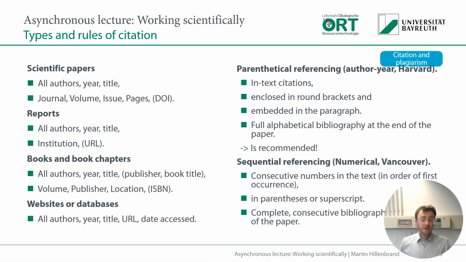You're mainly working with scientific papers, and all of them have authors, a year, and a title. So you are going to show this information in the bibliography: all authors, the year when it was published, the title, and also the journal. With the journal, you also have to include volume and issue. And if it's a longer paper, then the pages you were drawing the information from. It's also wise to include the DOI.